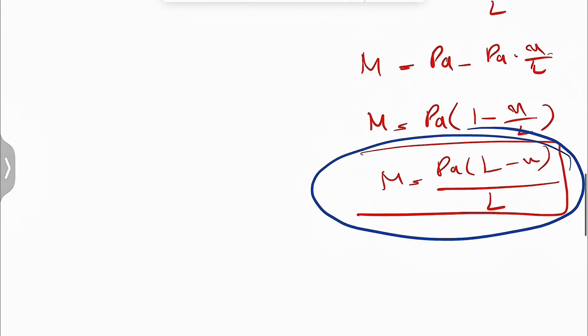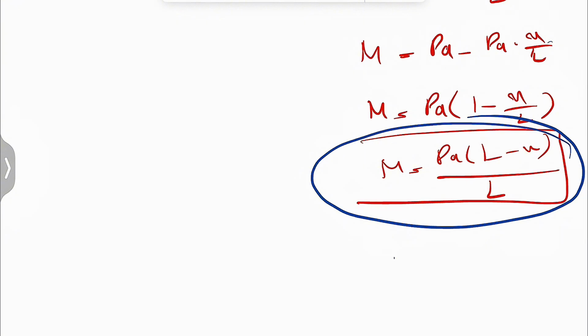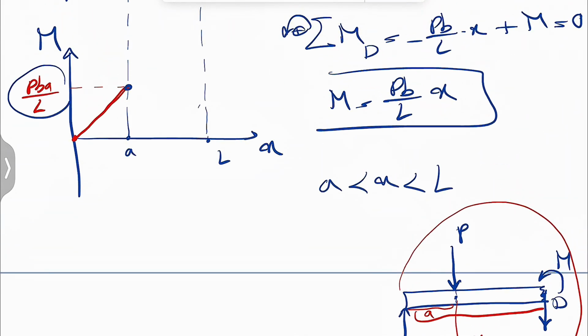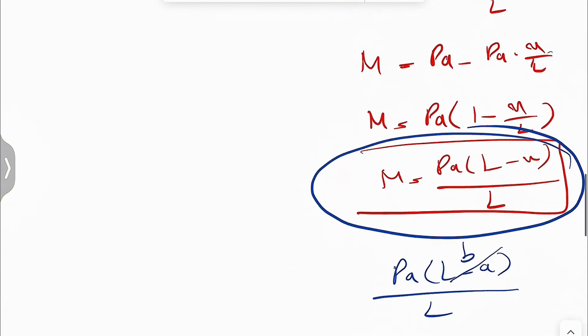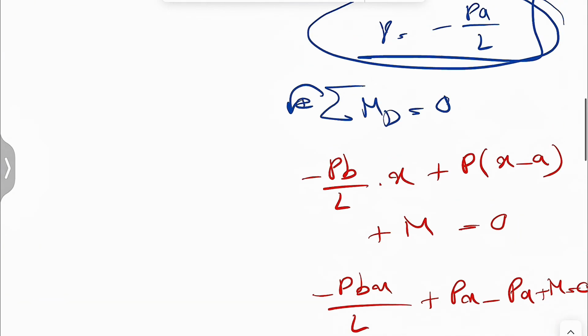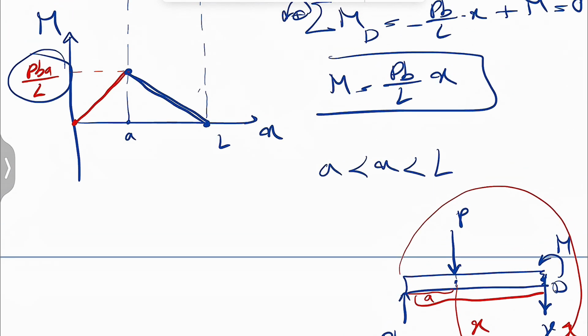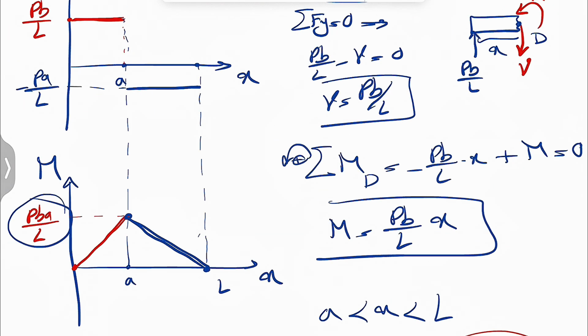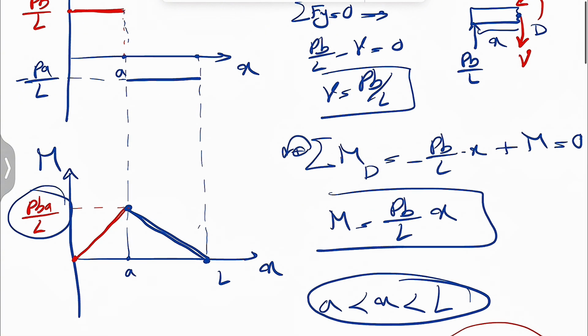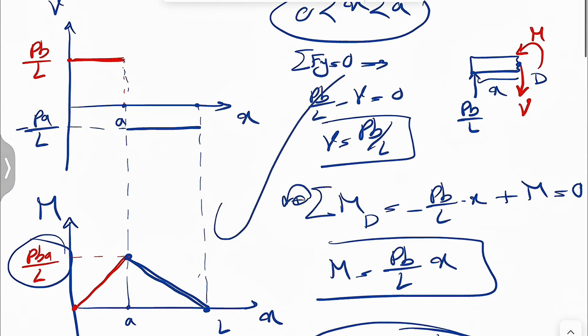So if we just put X equal to A in here, we're going to get PA times L minus A over L. So it's going to be PAB over L, which is what we started with. So this is going to be our starting point, again, same value. And we have a linear curve with the negative slope. We can see our X has a negative sign in the back. And if you just put L, we can see that this ratio is going to turn into 0. So we're going to get something like this. And yeah, that's pretty much everything for the equations and the curve. So we have two ranges, from 0 to A and from A to L. And this is going to be our diagram.